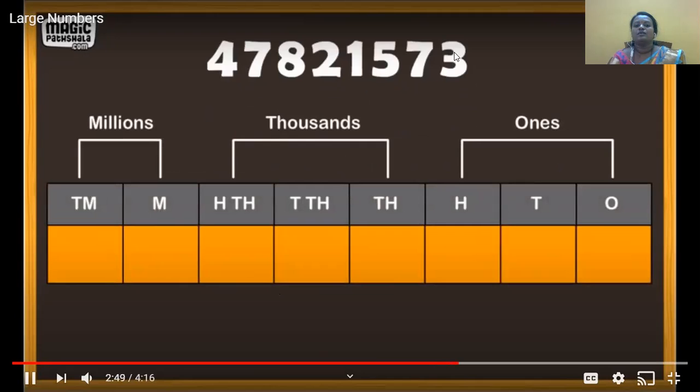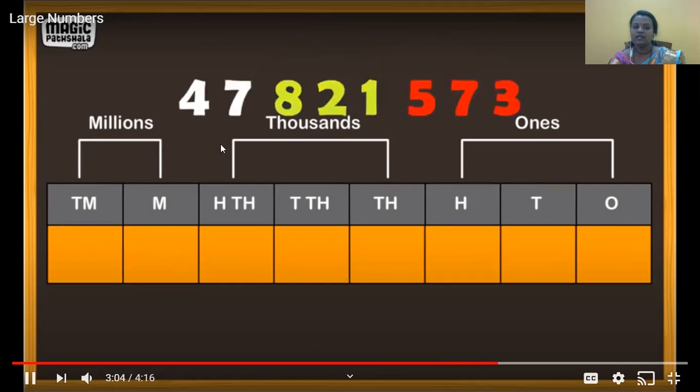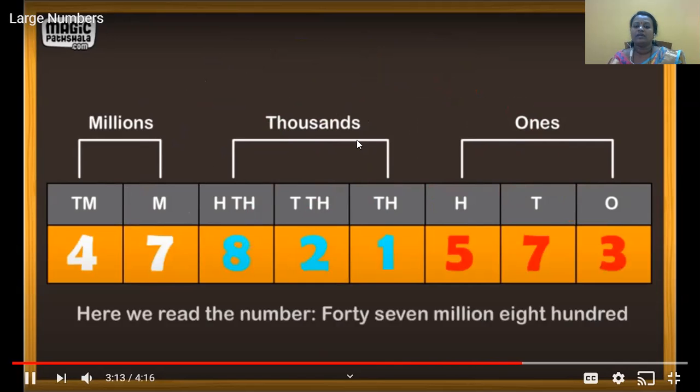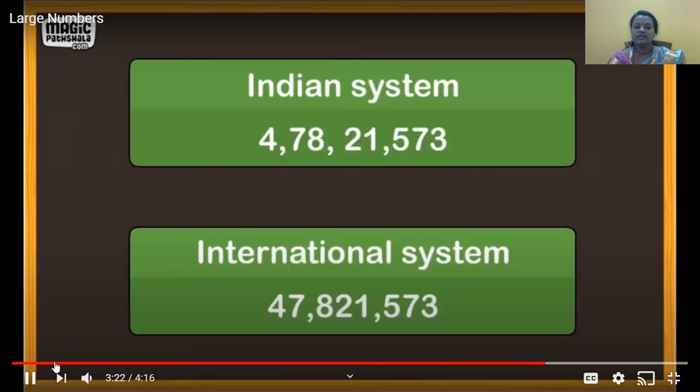That is, you will see 573 in the ones, 821 in the thousands, 47 in the millions. So when we represent these numbers, the periods are millions, thousands and ones. This would be read as 47 million, 821,573. So we have the Indian system and the international system as follows. You can clearly make out the difference in how the commas are presented.